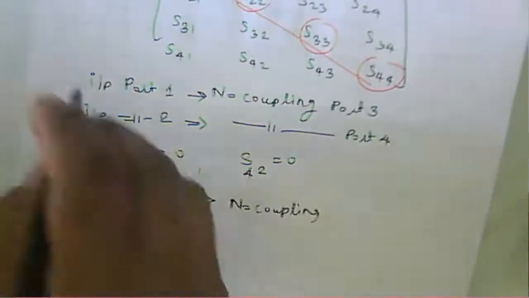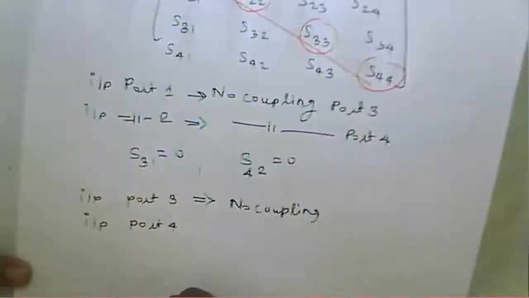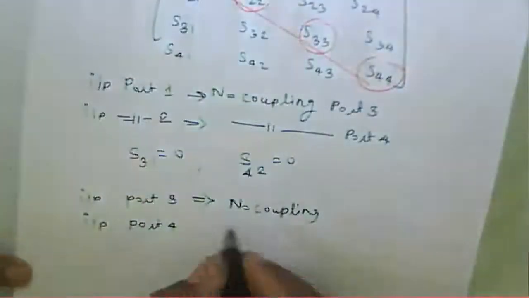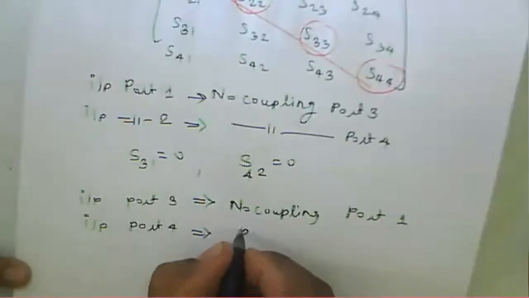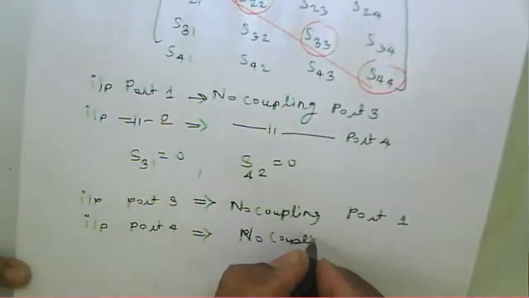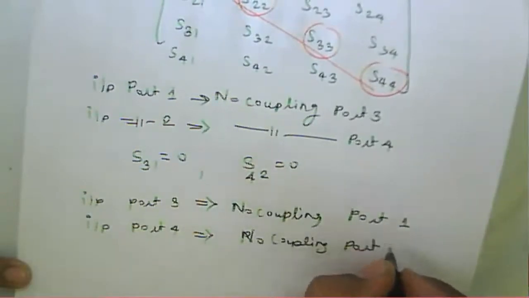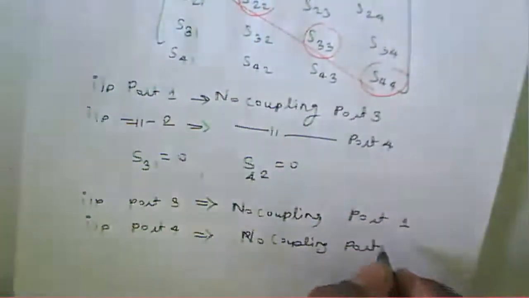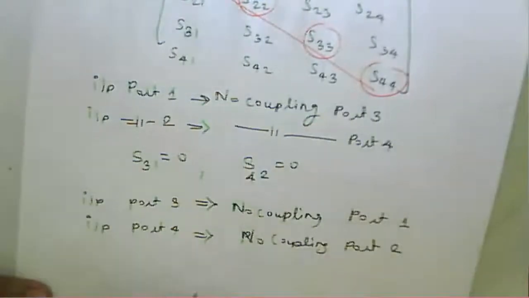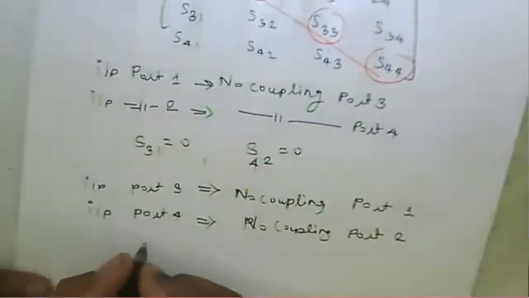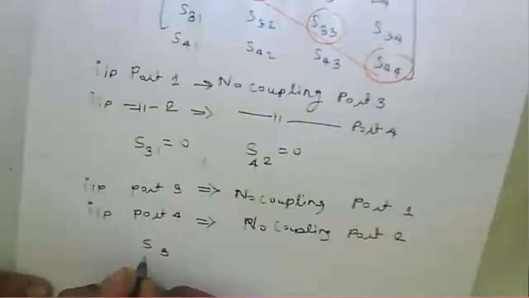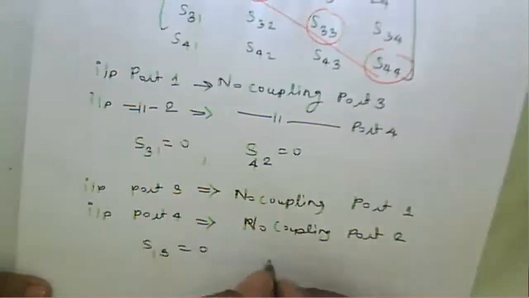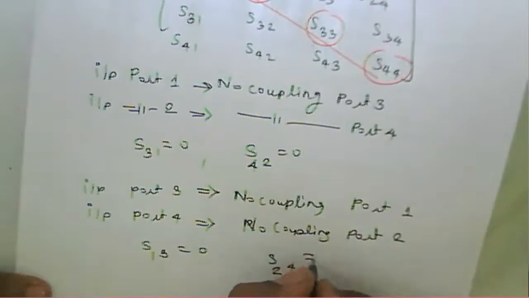Now in that case, the secondary arm is considered as the primary and the primary arm is considered as the secondary. In that case, there is no coupling to port 1, and when we provide the input to port 1, there is no coupling to port 2. So we can say that when we provide the input to port 3, the output at 1 becomes 0. Input at port 4, output at 2 becomes 0.